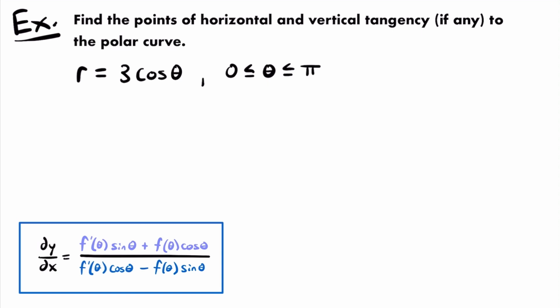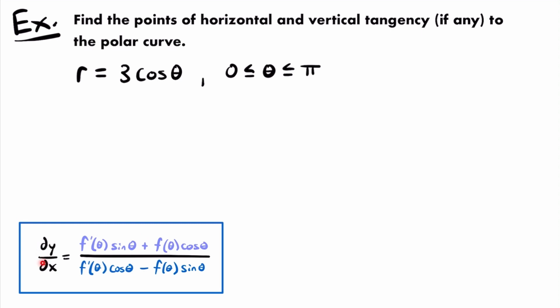Now what we're going to do once we find that derivative is set the numerator and the denominator equal to 0 separately and solve for the values of theta. Because if this derivative represents the slope of our polar curve, when the numerator is equal to 0, that means we'll have 0 divided by some other value, and 0 divided by anything is 0.